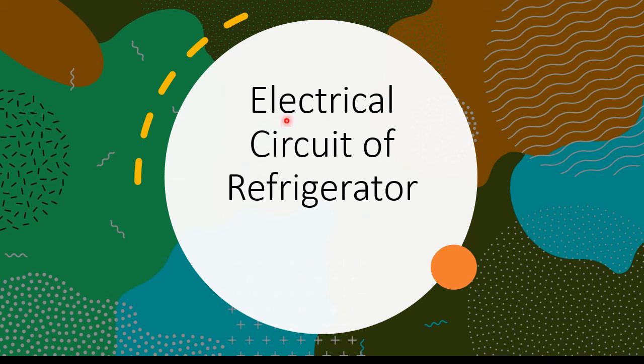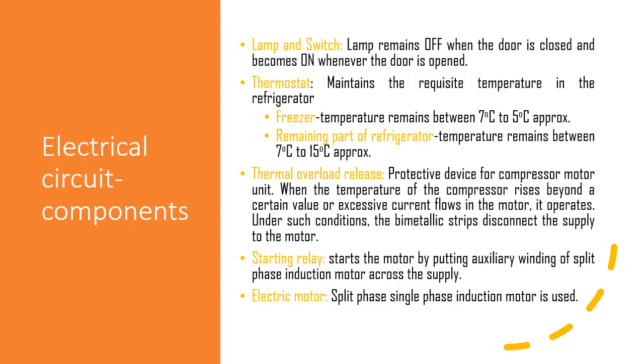In this video, we are going to see about the electrical circuit of refrigerator. First, we see the components present in the electrical circuit. The first one is the lamp and the switch. When the refrigerator door is closed, the lamp remains off. And whenever the door is open, the lamp becomes on. That is the lamp and switch arrangement.